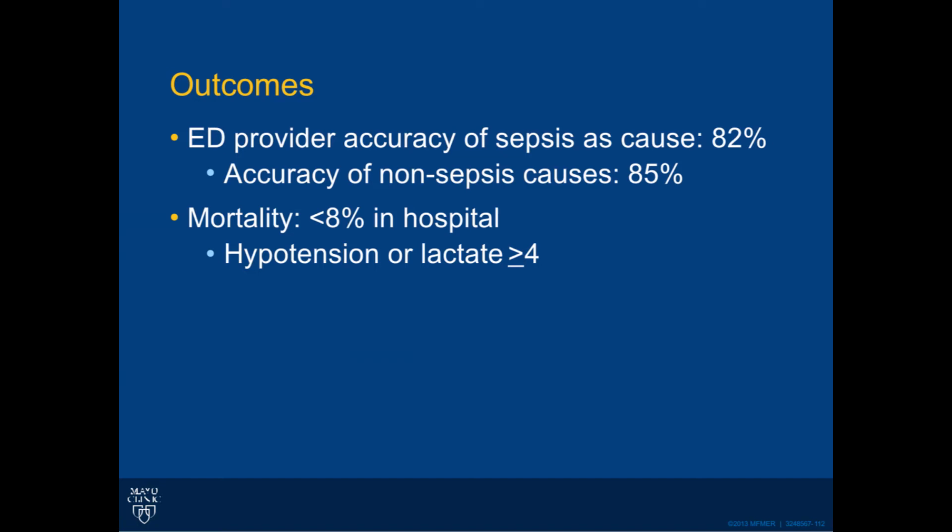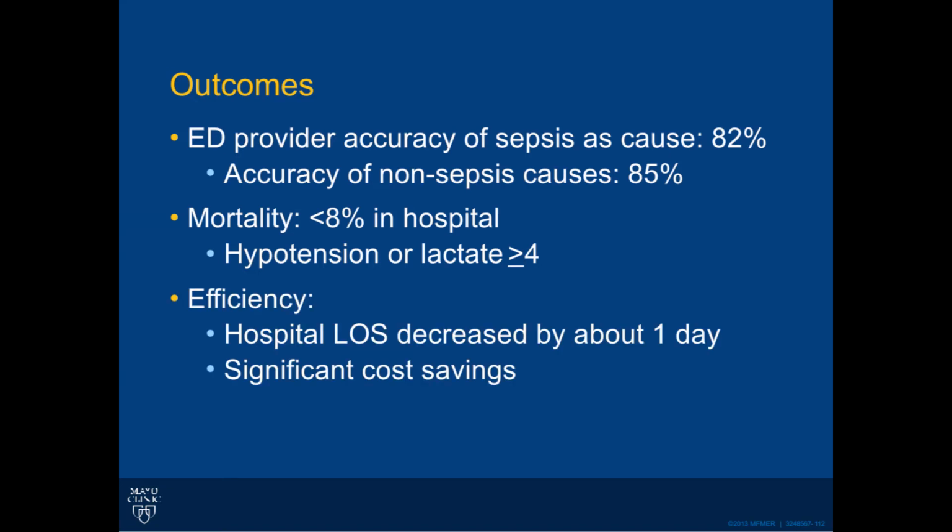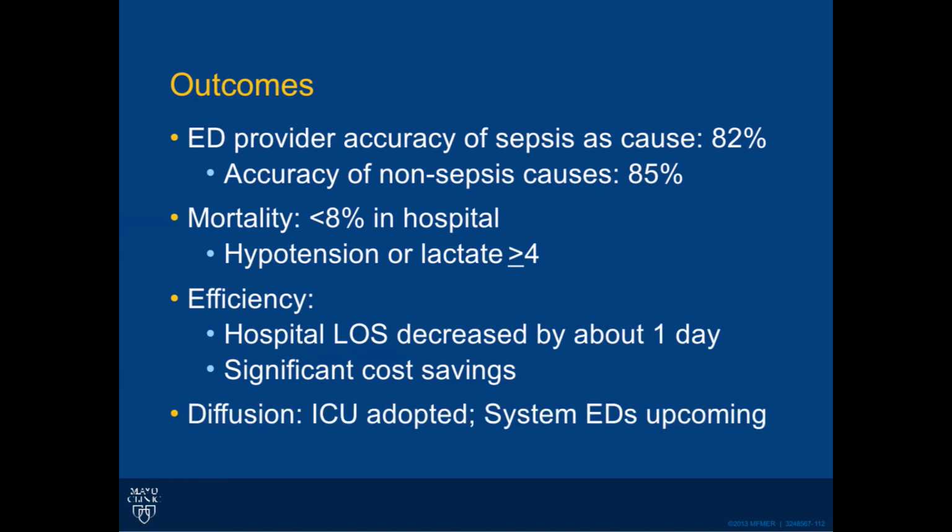But these are true patients with confirmed low blood pressure or a lactate greater than 4, and they have a mortality of less than 8% at Mayo Clinic, Rochester, from the ED to the hospital or ICU. Our length of stay has decreased by about a day with this intervention compared to the 2012 baseline, and that has saved an awful lot of money for the institution and for patients, and has translated into lives saved.